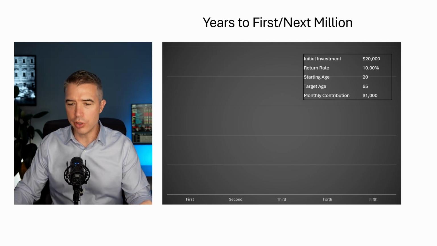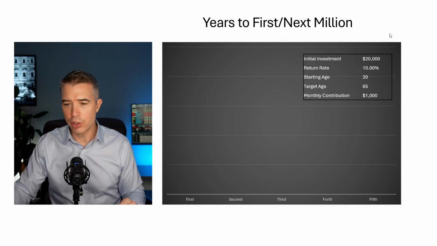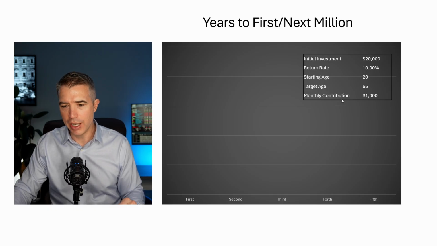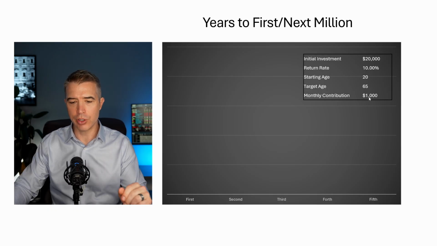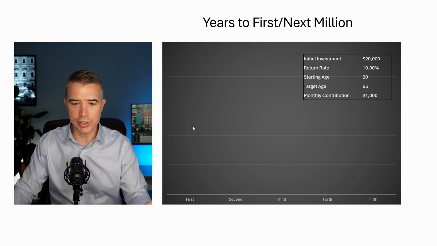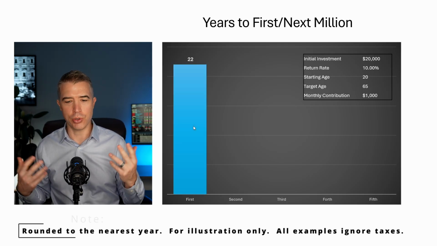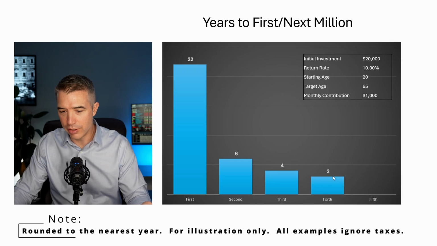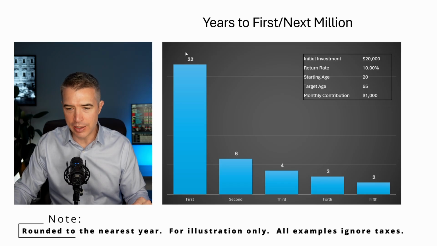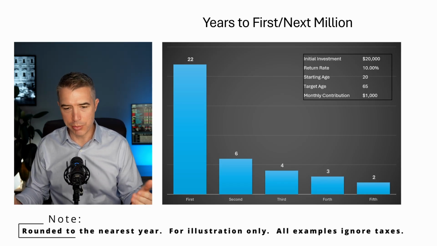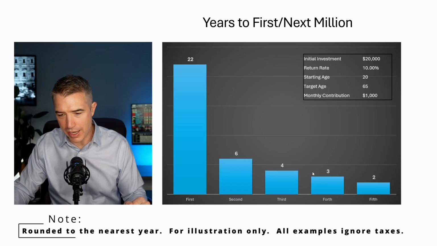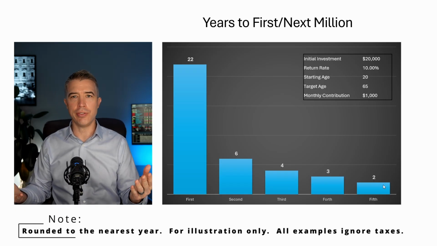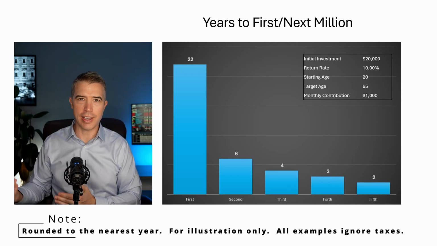And just by way of example, using the same parameters that we just talked about, $20,000, a 10% rate of return, and of course our monthly contribution of $1,000, our first $1 million will take 22 years to achieve. Our second million will take only 6 years. I say only 6 relative to the 22. Our third million, 4. Our fourth million, 3 years. And our fifth million, 2 years. And as you can see, the time to our next milestone, in this case $1 million, decreases at a decreasing rate, whereas compounding itself, how you grow your wealth, increases at an increasing rate.